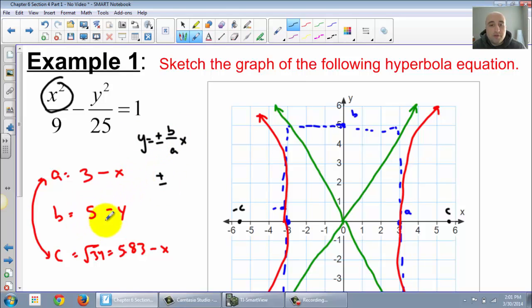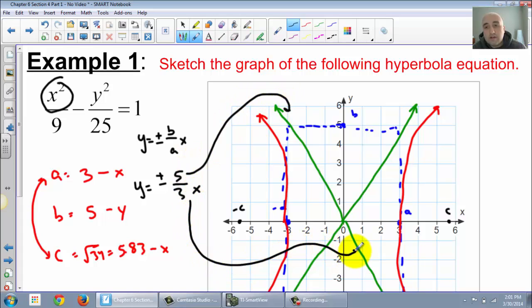So what's our b? Our b is 5. Our a is 3. Oops, I said 5 and I wrote b again. So y equals plus or minus 5 over 3 x. Okay, so those are our asymptote equations. These are the equations for these green lines here. Okay? So that is our asymptote equations for those imaginary green boundary lines. Those are lines of asymptote.